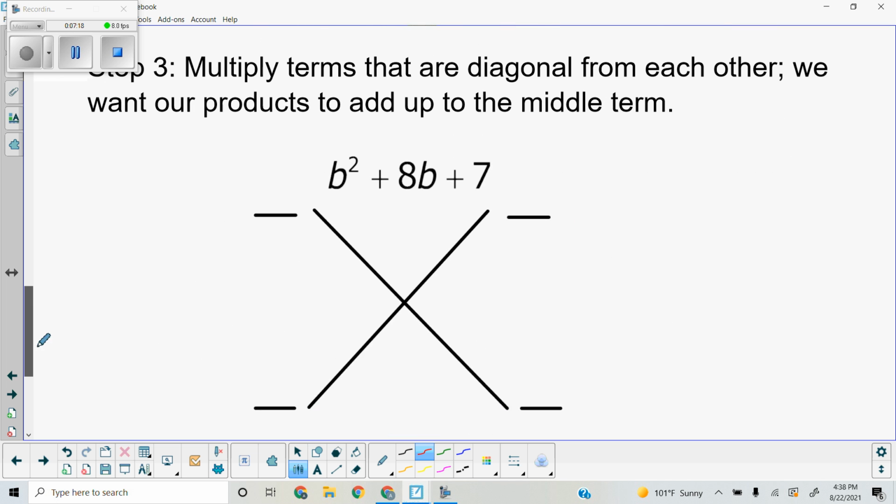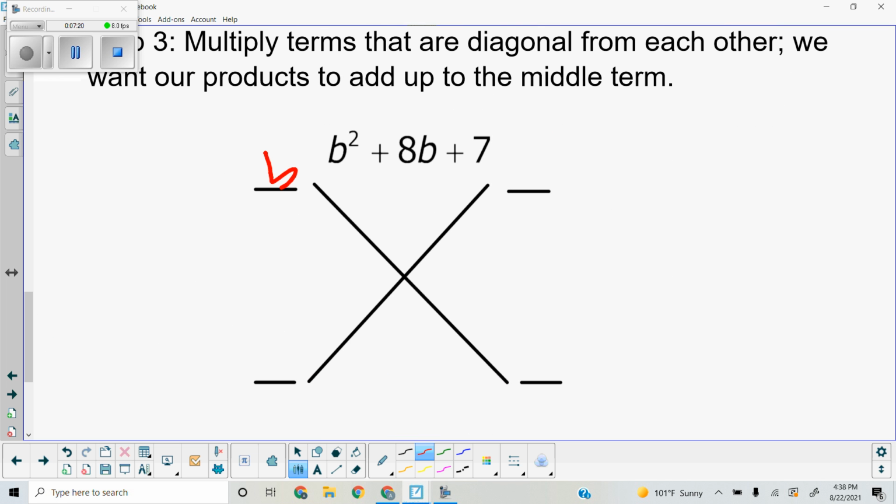Step 3, so we have b, and 1 times 7. Multiply the terms that are diagonal from each other. So b times 7 equals b to the 7th.